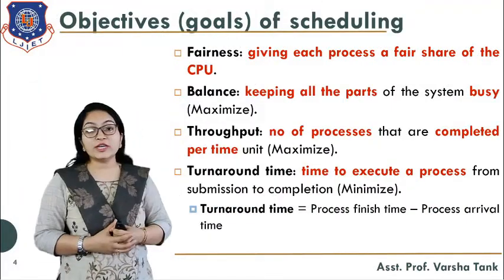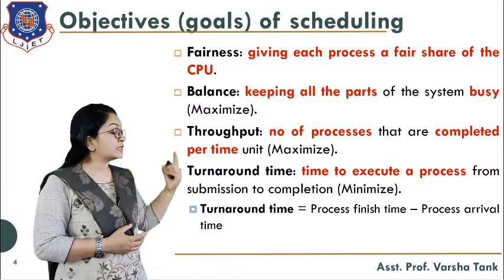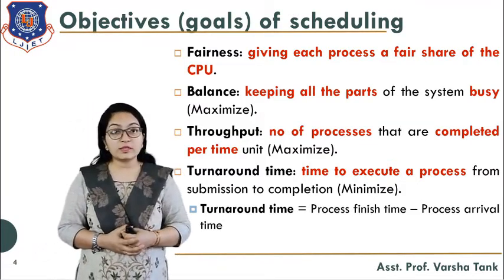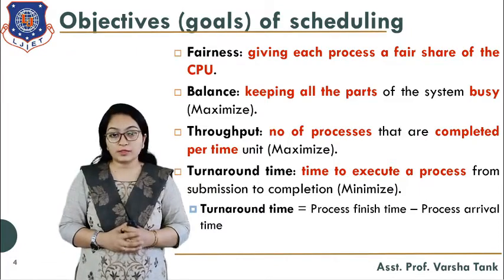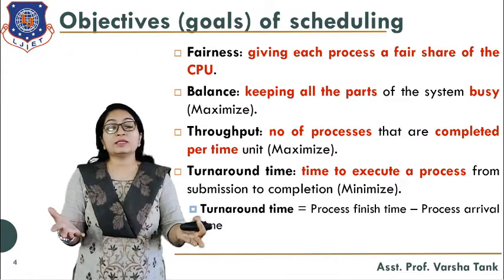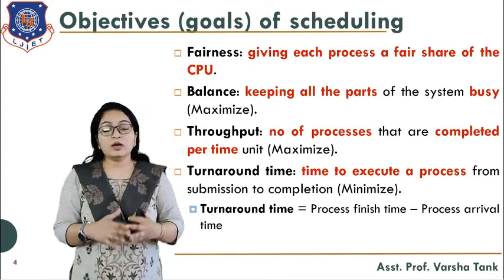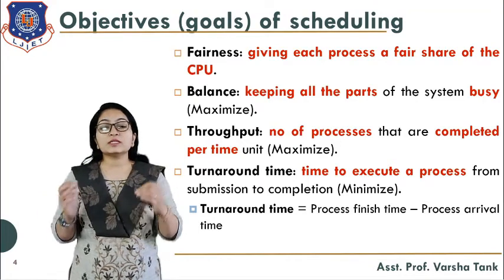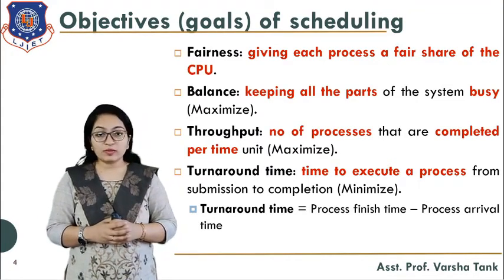Now, which are the objectives of scheduling? Which are the goals of scheduling? The first is fairness. Fairness means giving each process a fair share of the CPU. No one will say that I am not able to get the CPU. Each and every process will get the CPU for execution. So that is fairness.